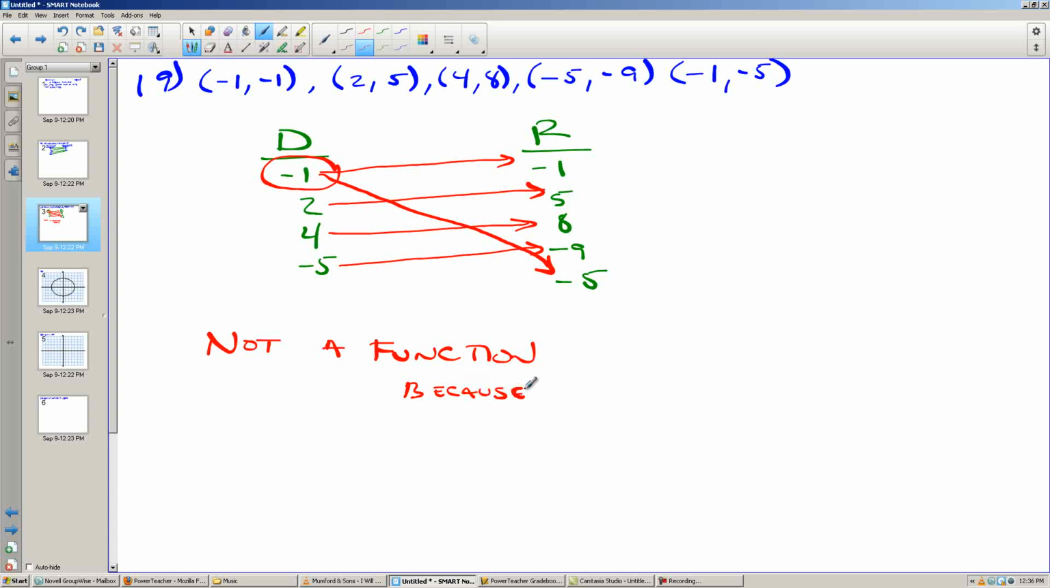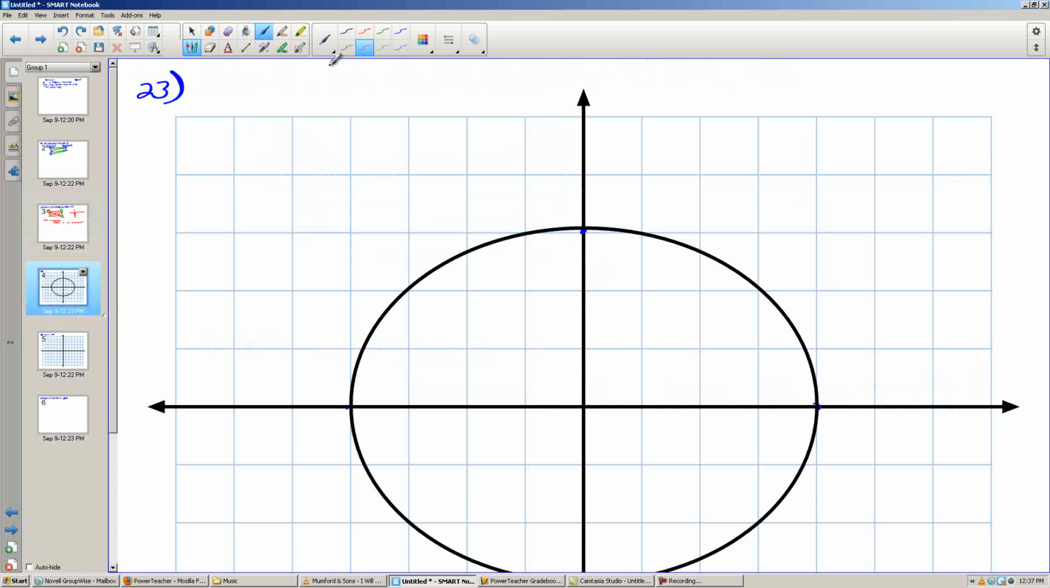because -1 has two outputs. Okay? Not allowed. Makes it a non-function. There's some other ways to tell if something's a function. It actually has to do with the graph. If I placed these all in a graph, -1, -1, and then if I come down to the other issue, -1, -5, both of them are literally stacked right on top of each other vertically. And that's going to cause us to reject this as well, using what's called the vertical line test.